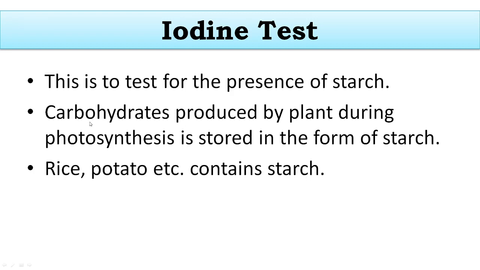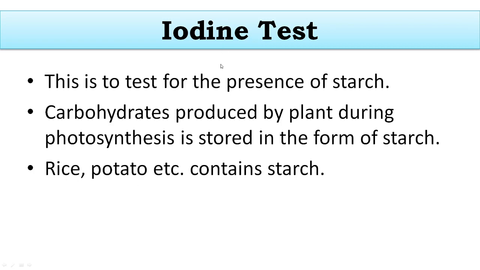So plants produce simple carbohydrates during photosynthesis, and those simple carbohydrates are stored in the form of starch inside the plant body. So plants store the excess carbohydrate in the form of starch. Starch is a very complex carbohydrate. If the plant needs to store the food material, it stores it in the form of starch.